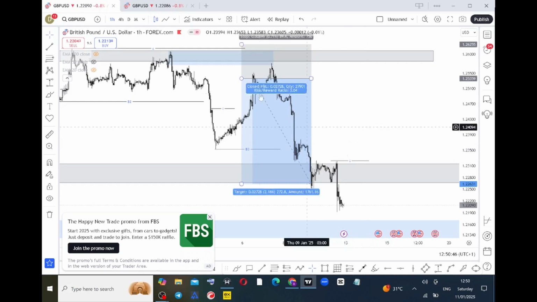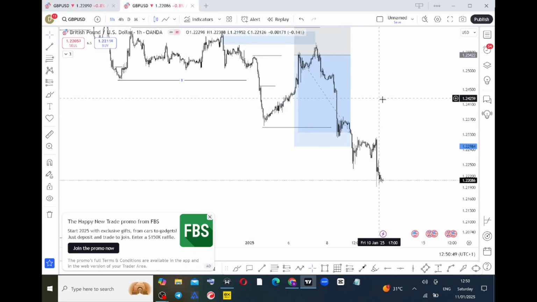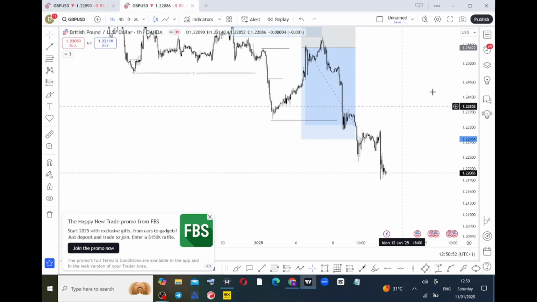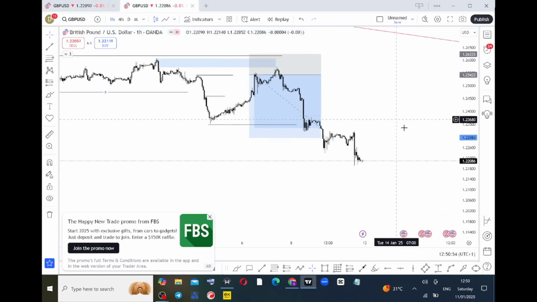It's not that deep. It's not that difficult. So this is how I took the trade, and this is the explanation I just gave. So look at this, and this will continue.